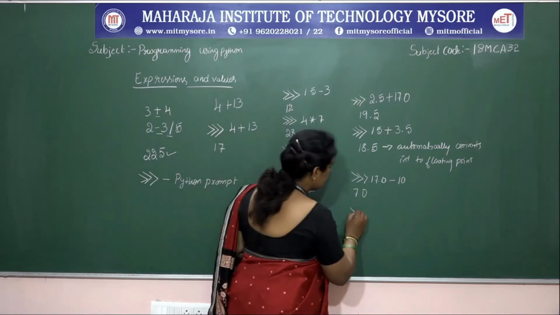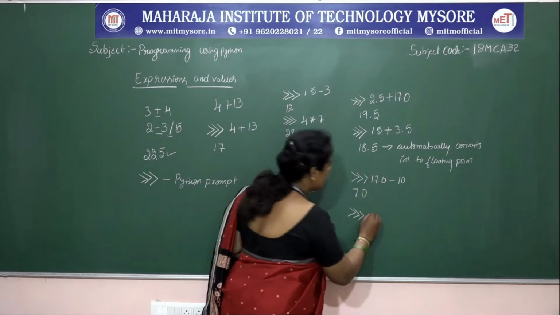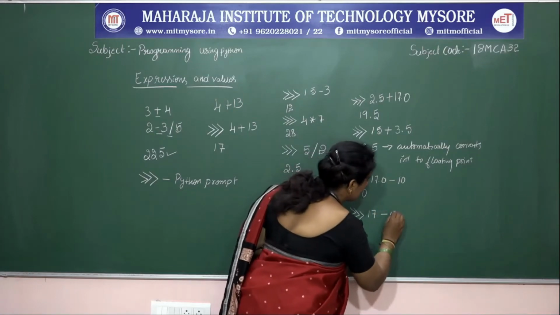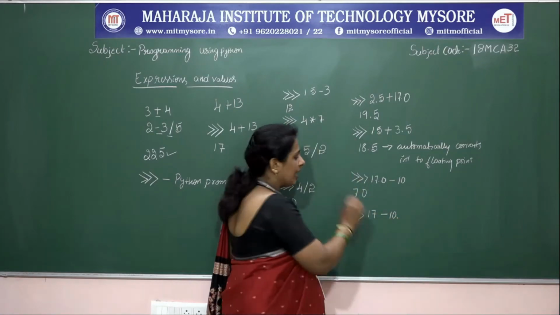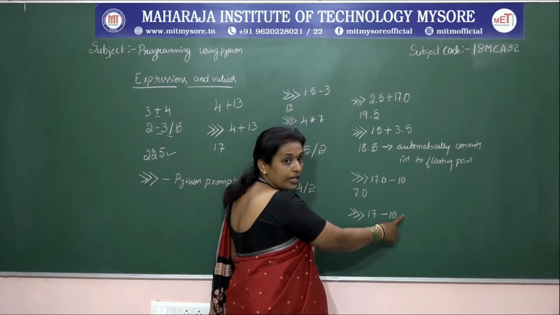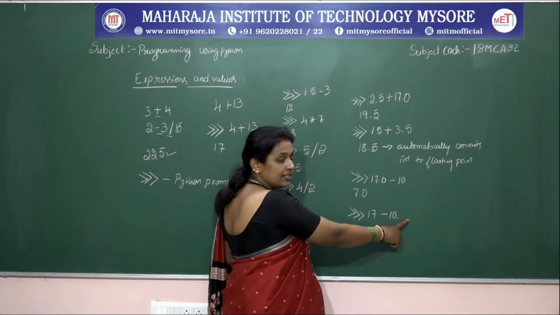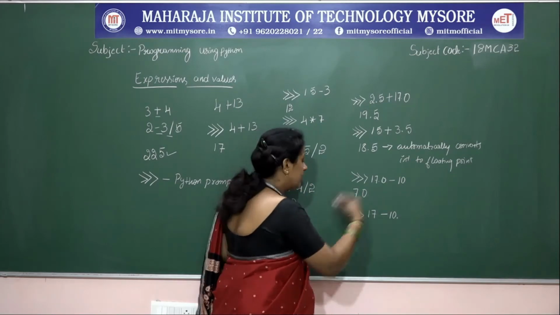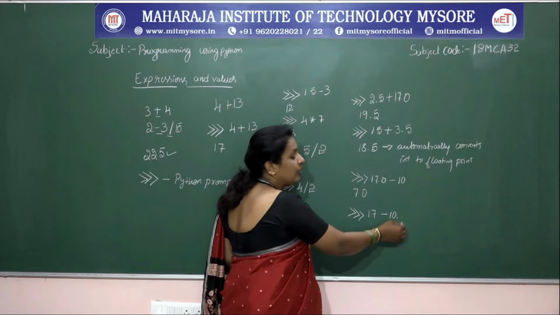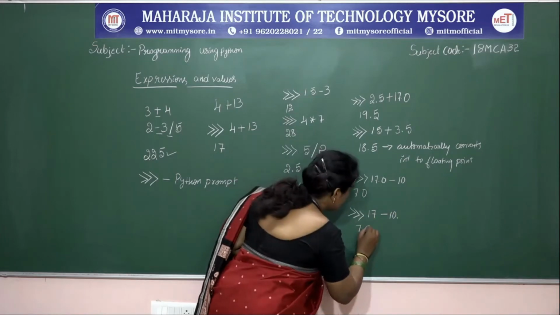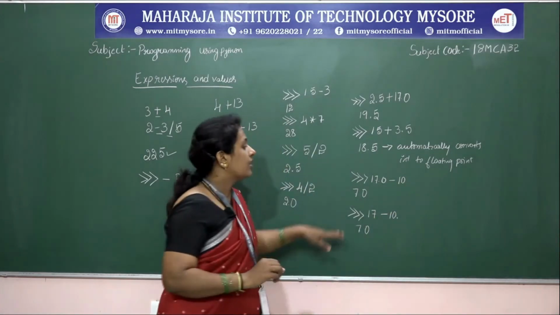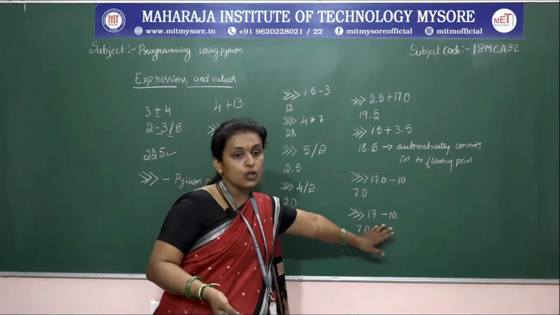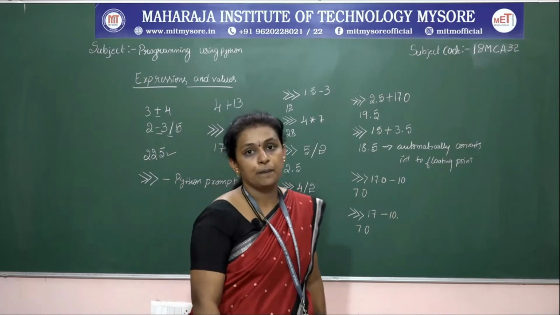For example, I am taking the same example. So 17 minus 10 point. So here I am omitting the 0. Okay. Yeah, I am omitting the 0, meaning I am not going to write the 0, I just use the point. Then the output of this evaluated expression is 7.0 itself, because Python will automatically convert the integer number to a floating point number.